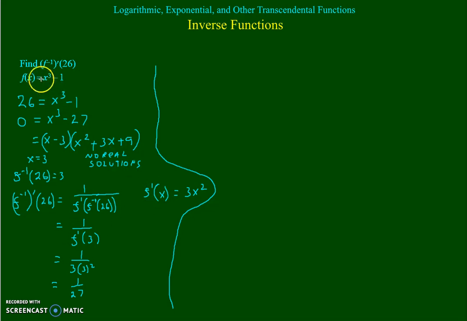So here, if we take the derivative of this, it gives us this guy. So we just evaluate this derivative at 3. And if we put a 3 in there, we have 3 times 3 squared. 3 times 3 squared. That comes out to 1 over 27. So a fairly straightforward example there. Let's go ahead and look at another one.